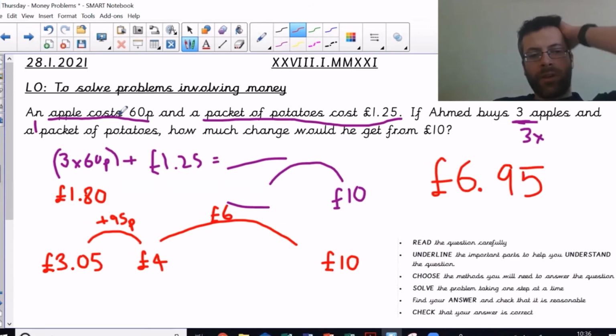Is it reasonable that if I bought 3 apples and a pack of potatoes, it would cost £3.05, and then from a tenner I'd get £6.95 change? That is reasonable to me. And then I would check it, so I'd just do each little step. 3 times 60 is £1.80, yeah.